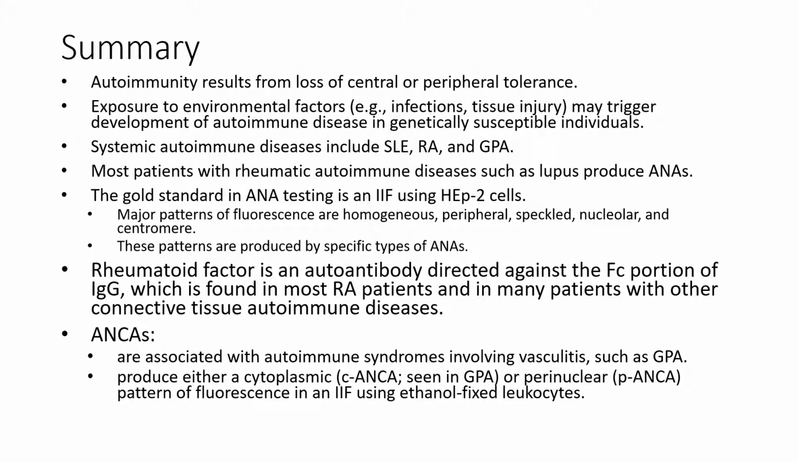So, autoimmunity results from the loss of central or peripheral tolerance. Remember that that's our way of weeding out all our autoantibodies, either at the central production where they're located for B and T cells, or where they antigenically mature. Exposure to environmental factors and injuries can trigger autoimmune diseases in susceptible individuals.